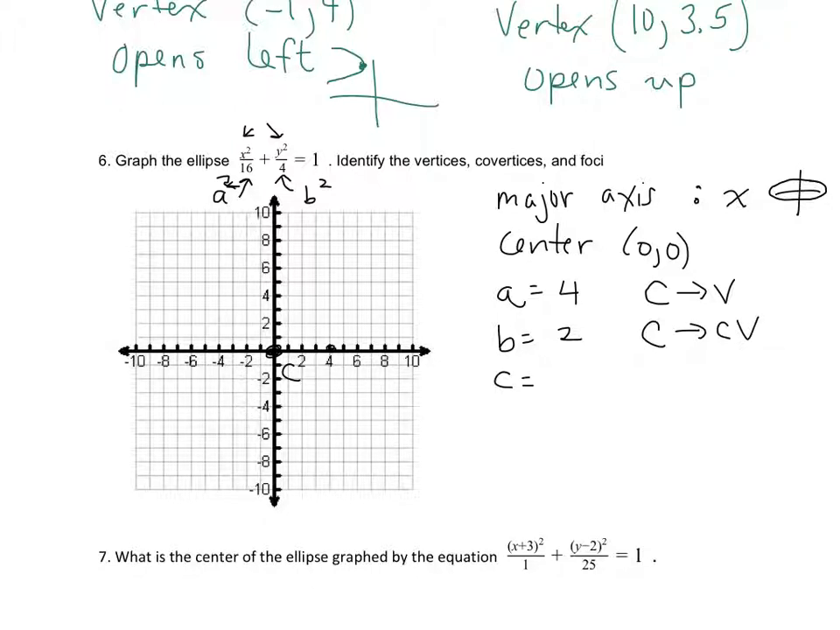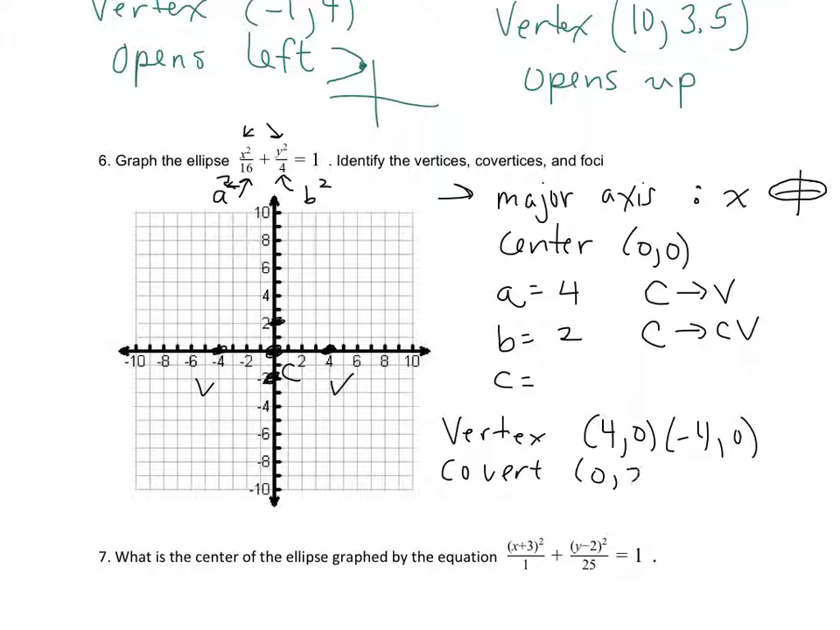So if I go 4 from the center in either direction, those are my two vertices. So if I want to list what those are, we have two vertices, one at 4, 0, one at negative 4, 0. My co-vertices are up and down 2, because remember, I went left and right for the vertices because the major axis was the x-axis. So my co-vertices, just going up and down 2, are going to be 0, 2 and 0, negative 2. So my ellipse is going to look something like this. And definitely you could graph this on Desmos and see a real nice picture of it.